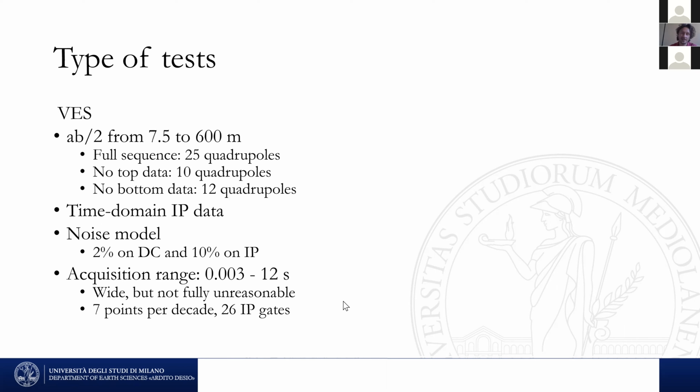The only thing is that in this modeling I'm showing you now, we do not take into account the EM induction. But for applying this joint inversion to real data in the field, we will need to model EM induction, because if you go with AB/2 to 600 meters, it is going to play a role also on the data.